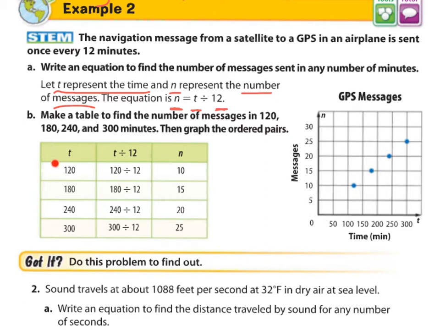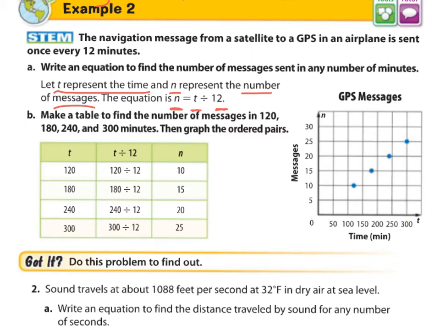So let's see here. We have time, 120 minutes, 2 hours, right? 180 minutes, 3 hours. Every 60 minutes, it's an hour, right? 4 hours, 5 hours. Divided by 12 is going to give us the number of messages. 10 messages, 15 messages, 20 messages, 25 messages. And then we can graph those. At 120 minutes, 10 messages. Okay, 180 minutes, 15 messages. 240 minutes, 20 messages. 300 minutes, so 5 hours, 25 messages.